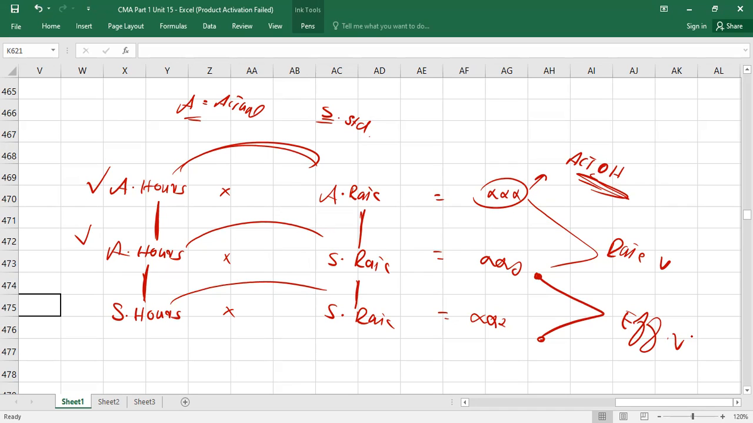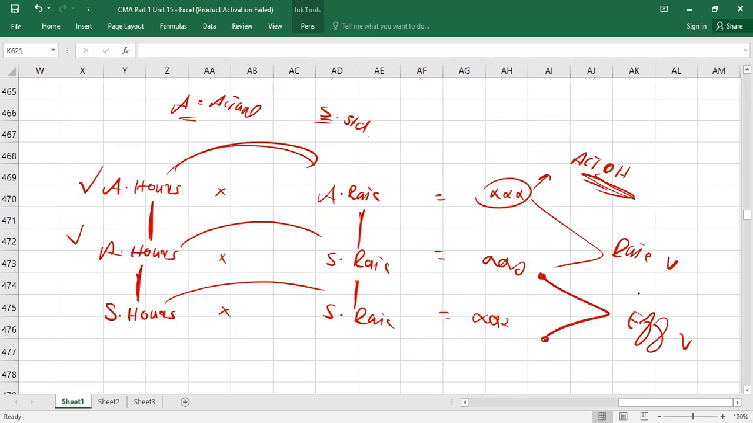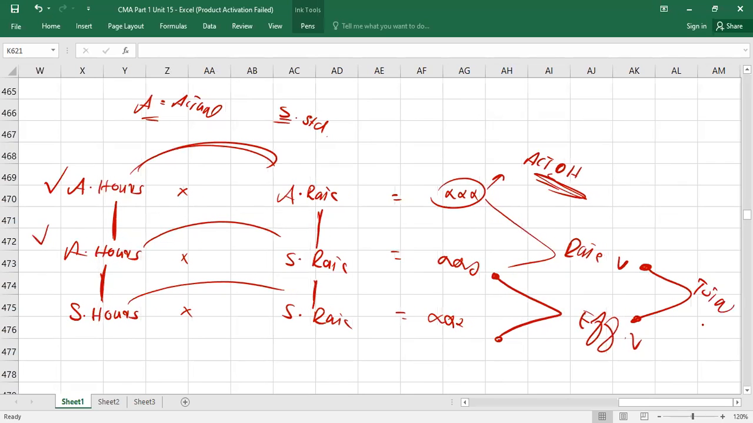If I want total variance now, total should include rate variance and efficiency variance. It will give you the total variable overhead variance, right? Right or wrong? This is the first way to get total variance. Calculate first the rate variance, then calculate the efficiency variance, and then net off. This is going to give you total variance.